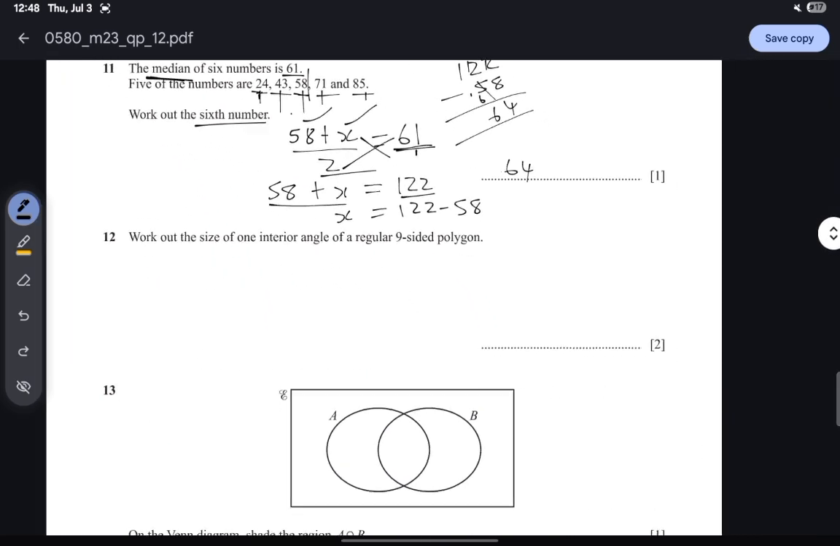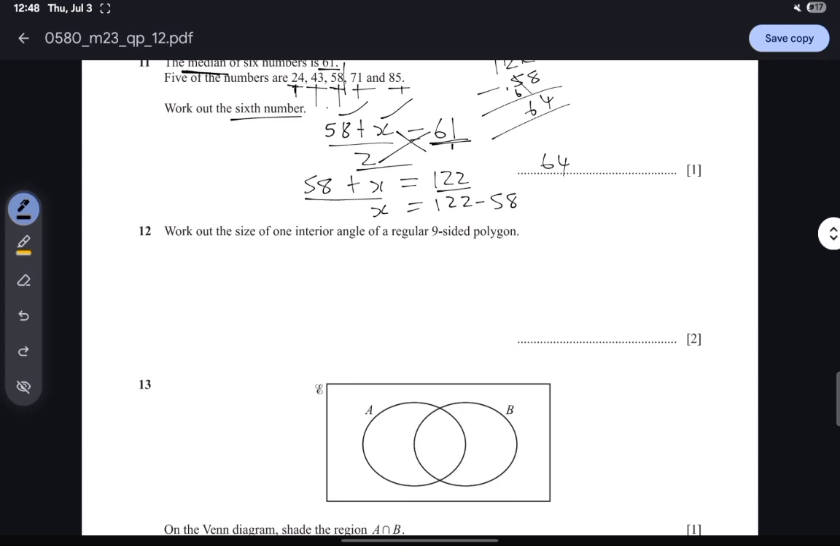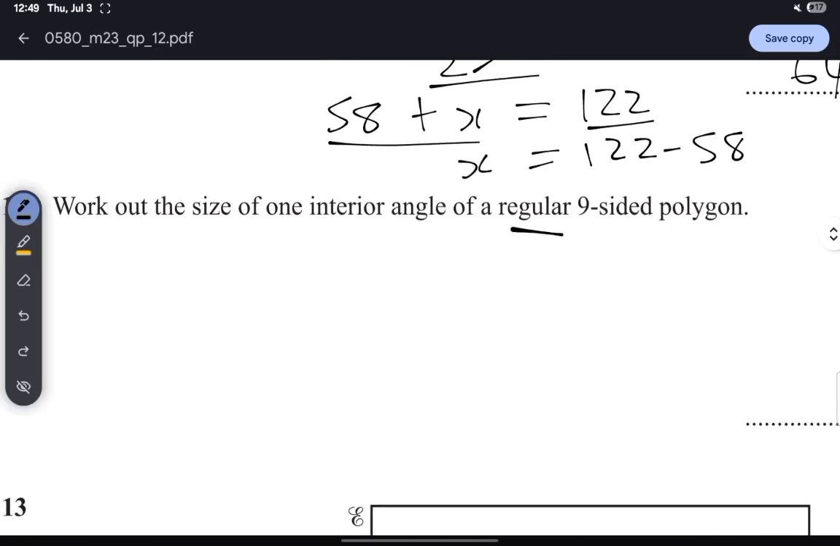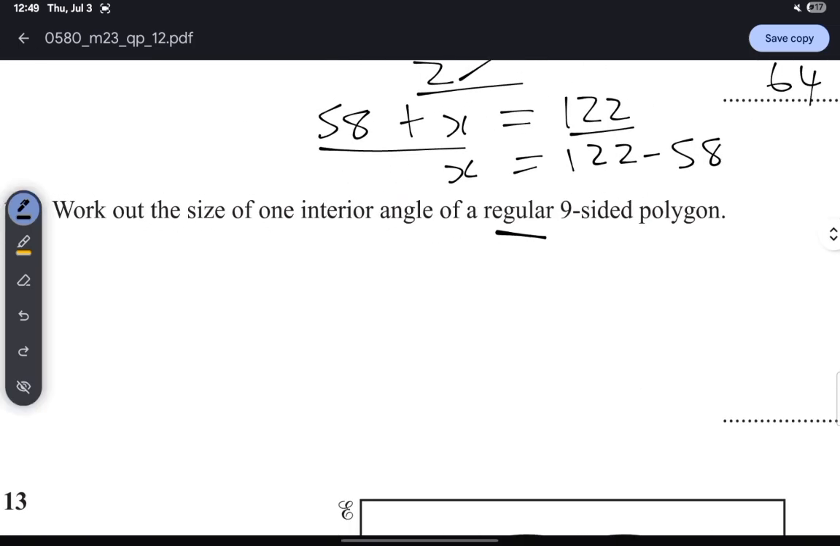Moving on to number 12. Work out the size of one interior angle of a regular 9-sided polygon, right? 9-sided polygon, which is regular. So the number of sides of a regular polygon is equal to the number of exterior angles. So what we're going to do here is to calculate the degrees for each exterior angle.